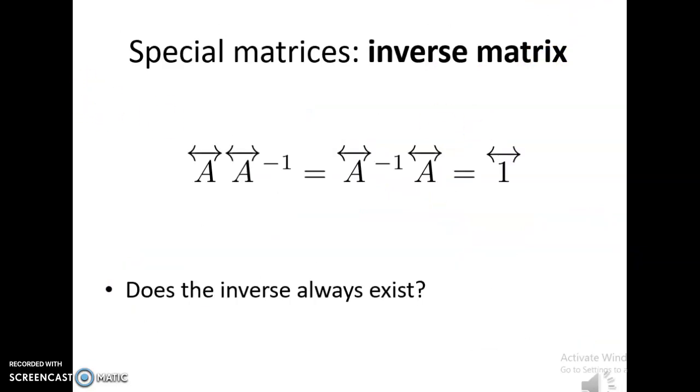Special matrix: inverse matrix. What is it? A inverse, A to the power minus 1, with A inverse times A equal to 1. Does the inverse always exist?